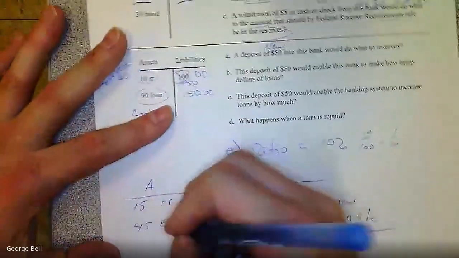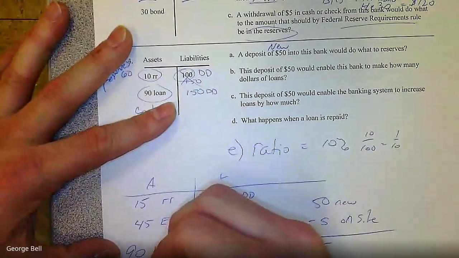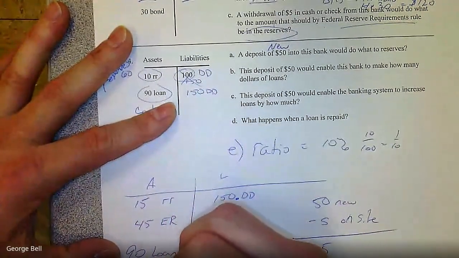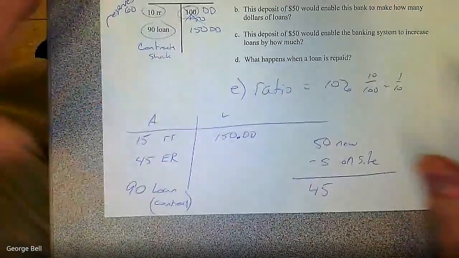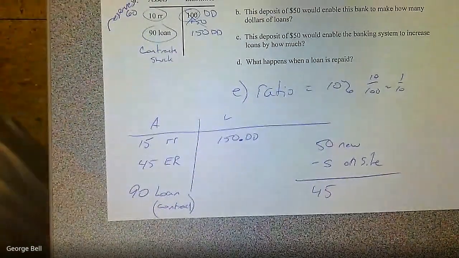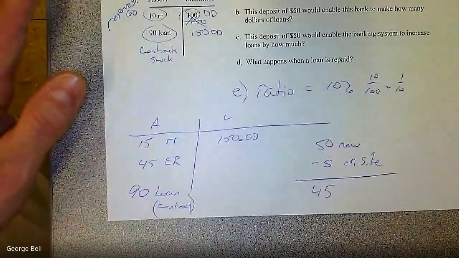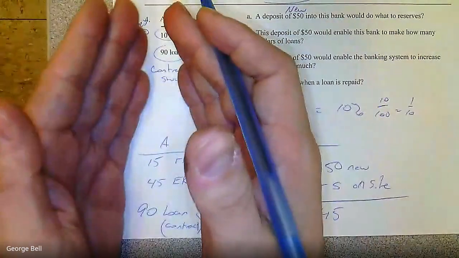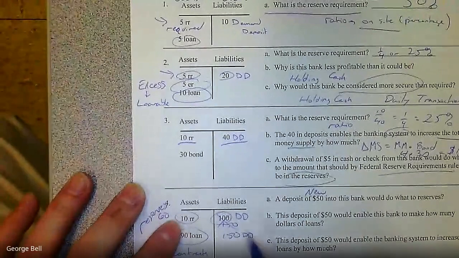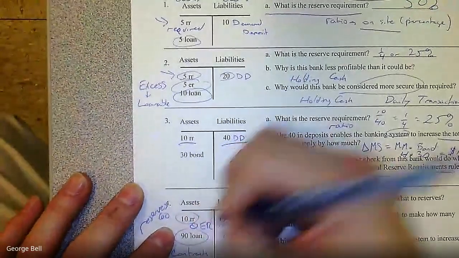And then, of course, this bank still has that old $90 loan. Remember, that's a contract, and so that's not going to change at all. It stays right where it's at. So see, here's what I did then. I added the 50 on this side because it was 100, right? I added the 50 on this side. And when you add on this side, you got to add on this side. It used to be 10 and 0 excess reserves. We can see that there.